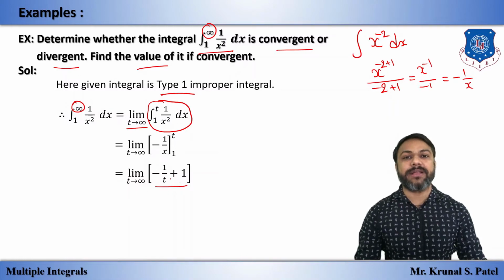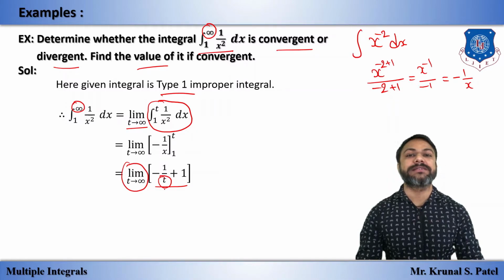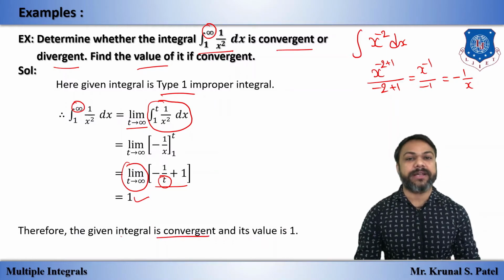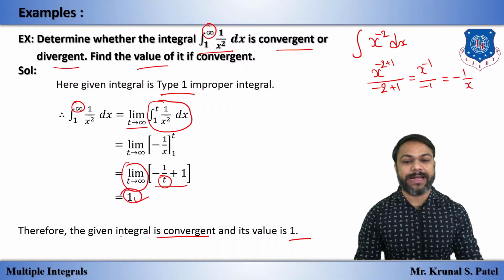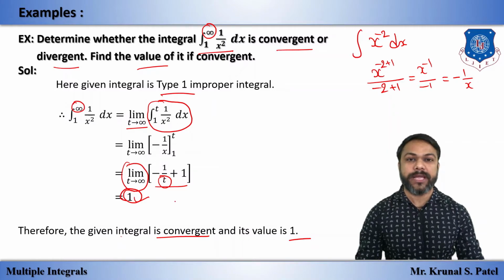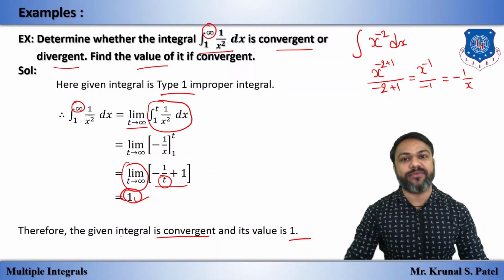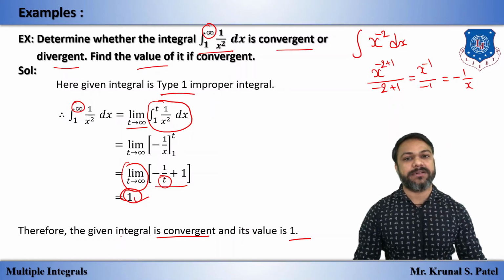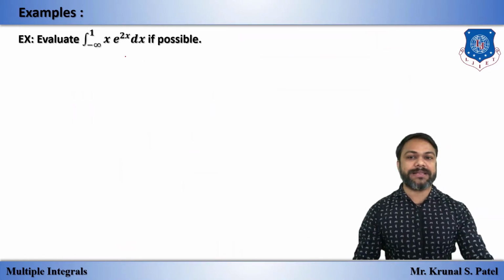And after getting the answer of the integral, we will put in the limit, that means t tends to infinity. So if you put infinity here, 1 by infinity is 0. So we have the answer 1, which is finite. So the given integral is convergent, and the value of the integral is 1. Okay, so this is the process of how we can find the value of an integral and how we can check convergence and divergence. So we have two more examples.